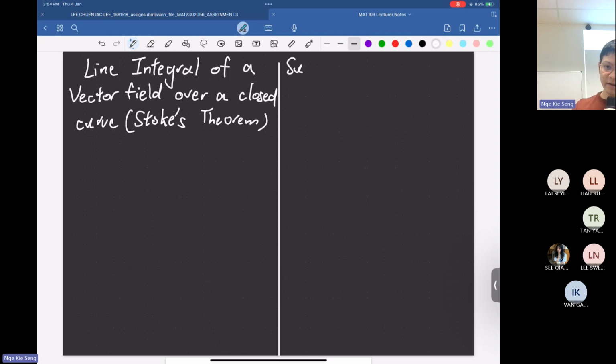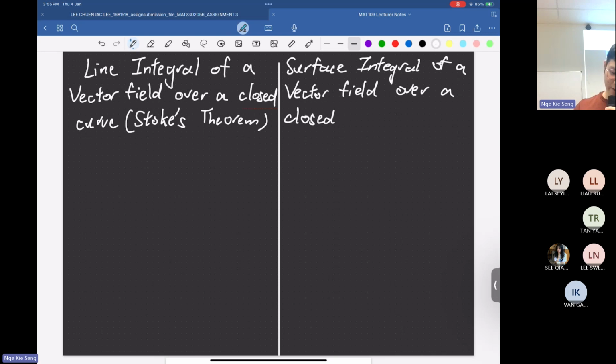The other one is the surface integral of a vector field, also a vector field, over a closed surface. And this is what we call the divergence theorem. This is what the divergence theorem is about. Okay, so you can see that we build things out. We talk about line integral and surface integral of a scalar field, and then using the scalar field, we build vector fields, so we can integrate over a vector field. Okay, now we integrate over a specific curve and specific surface.